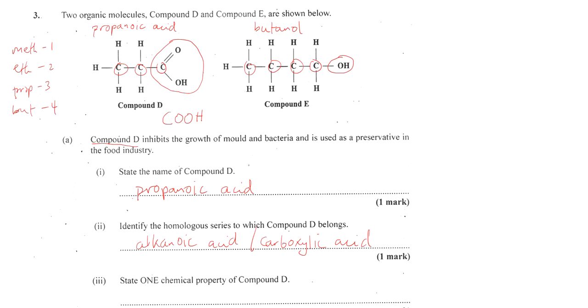And state one chemical property of compound D. Right, so it's an acid, so they want a chemical property, okay, not a physical property, chemical. So what can we say about it? If it's an acid, it's going to react with, let's say, sodium hydroxide, and it will give us a salt and water. Right? That's just one chemical property. We can also say that it reacts with sodium to produce sodium propanoate and hydrogen gas, any one you want.